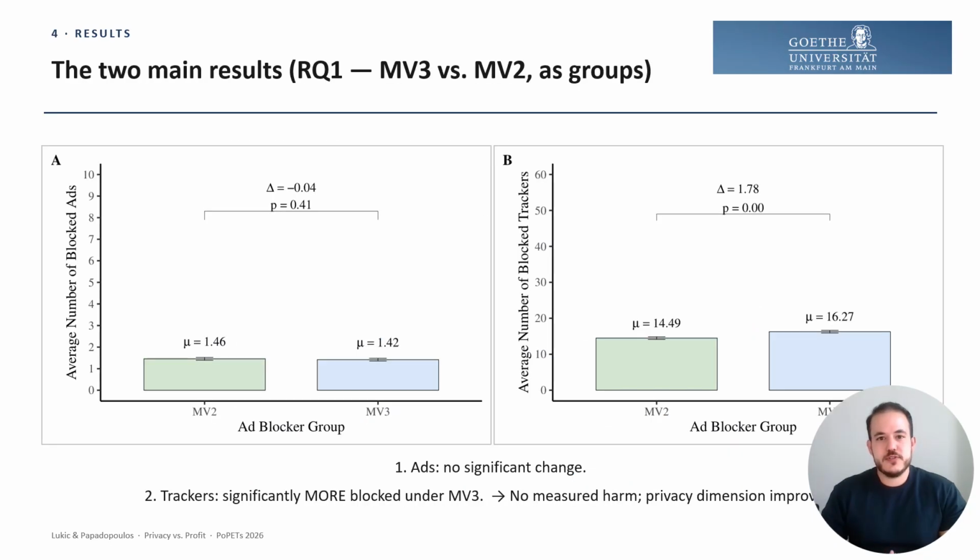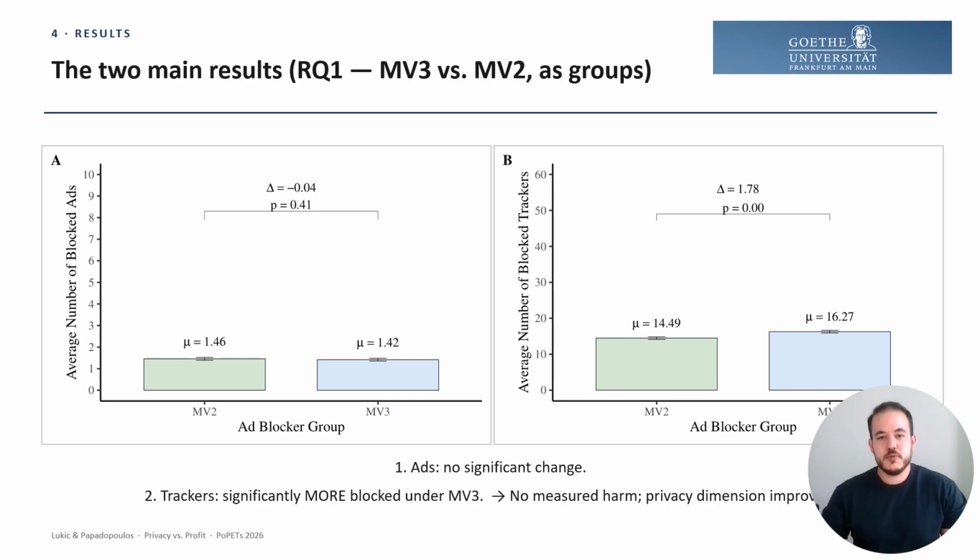In our main results, we cannot find any statistically significant decrease in the number of ads blocked in MV3 compared to MV2 versions of the same ad blockers, and we do even find a statistical increase in blocked trackers, where MV3 ad blockers block roughly 1.5 more trackers than their MV2 counterparts. So in total, in our main results, we cannot find a statistically significant decrease in ad blocker effectiveness.